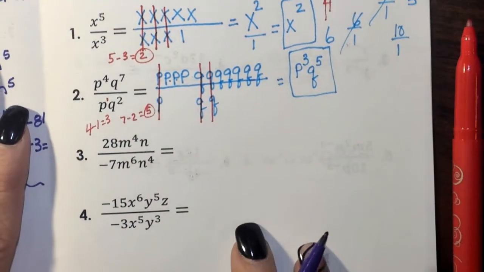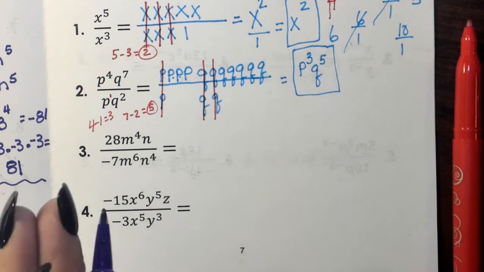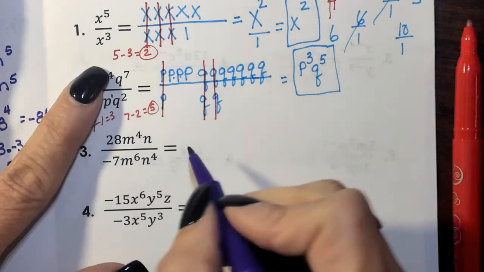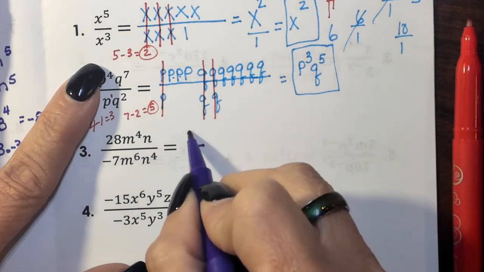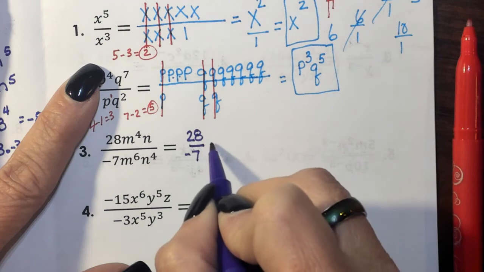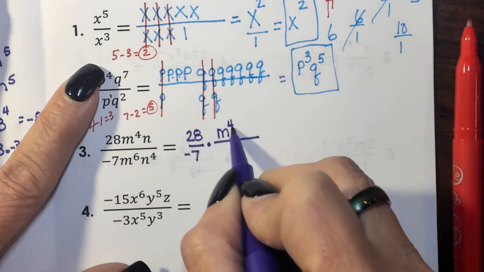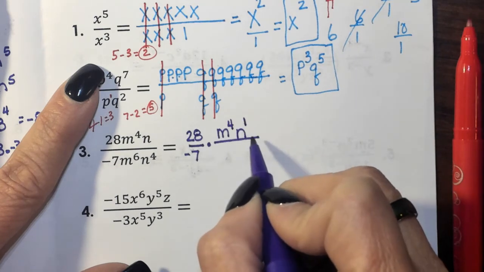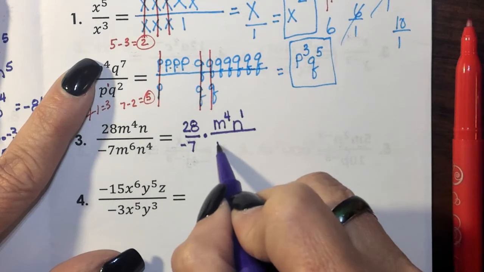And I think the next one, here we go. So remember on the last section where I broke the numbers apart? I kind of like to do that here as well. And I like to say 28 over negative 7. And then I like to do m to the 4th. And when it doesn't have an exponent, I like to put the exponent because it helps me.